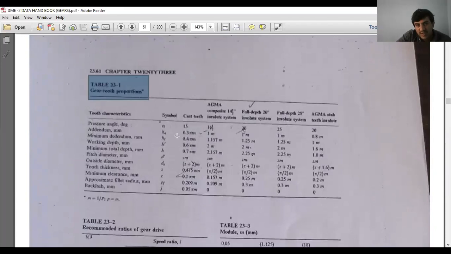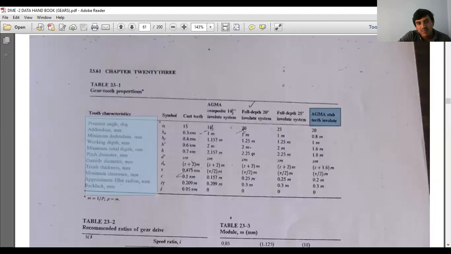Yes. In this, based on the pressure angle, AGMA means American Gear Manufacturers Association. I think you know, in DME 1 you studied codes and standards, right? In the standard, AGMA means American Gear Manufacturers Association. That is the AGMA standard. In that, for 14.5 degree involute, or 20 degree full-depth involute, or 20 degree stub involute, these three profiles, the involute profile and pressure angle, we can see. And these are the two characteristics you should take here based on what.